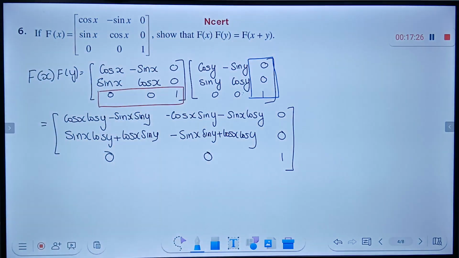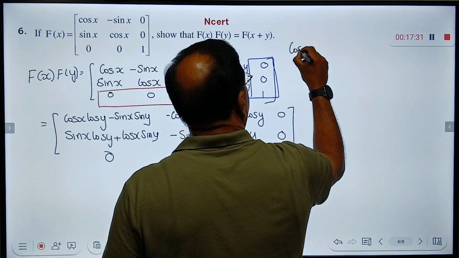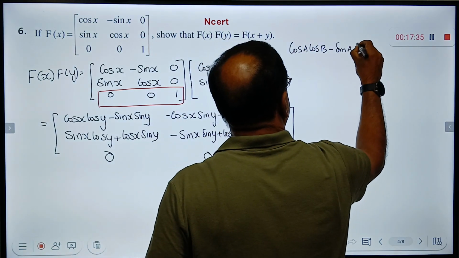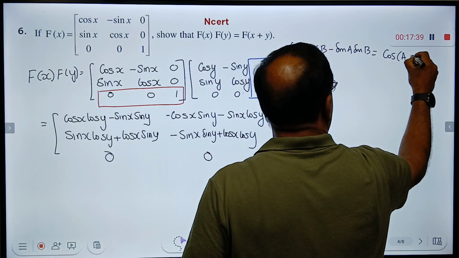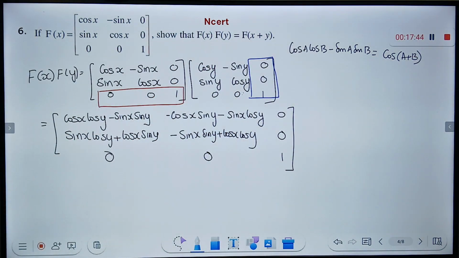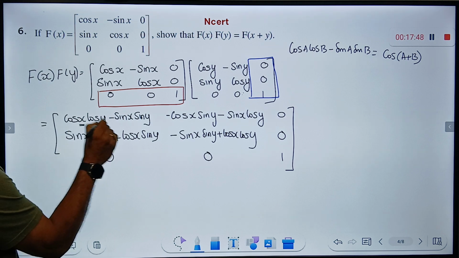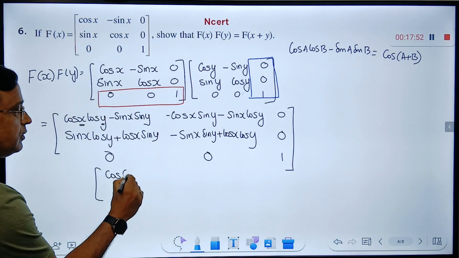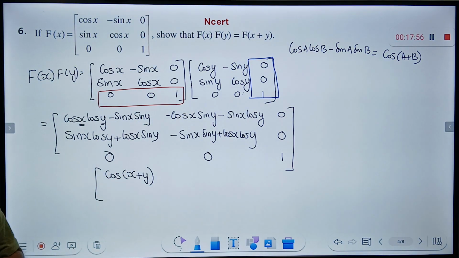Okay, now we have to use a little bit of trigonometry here. You know very well that cos A cos B minus sin A sin B is what? Cos of A plus B. Class 11th trigonometry. It will never leave us, it will keep chasing us. So this is cos A cos B minus sin A sin B. So what is that? Cos of x plus y.